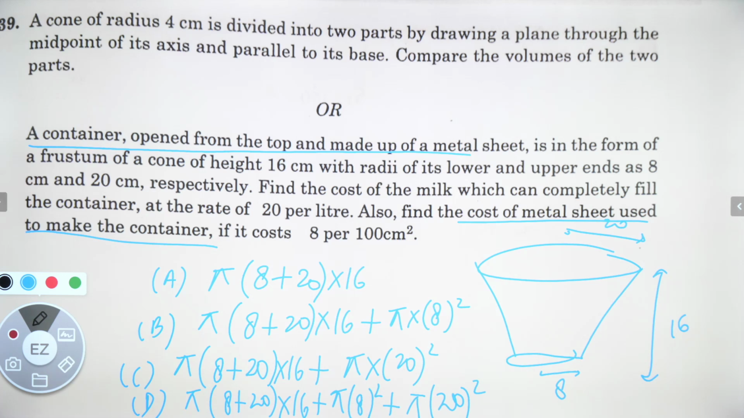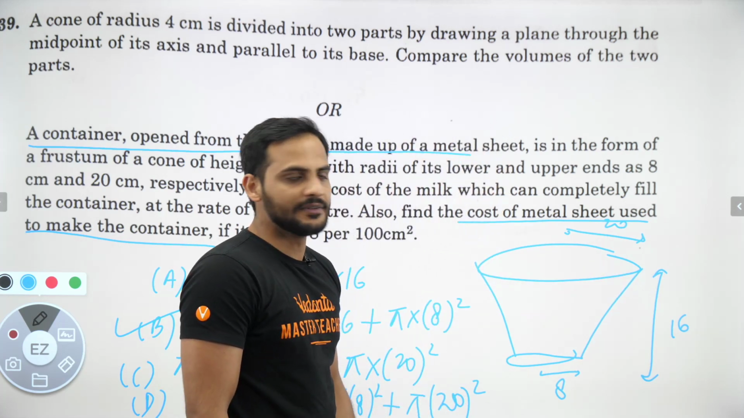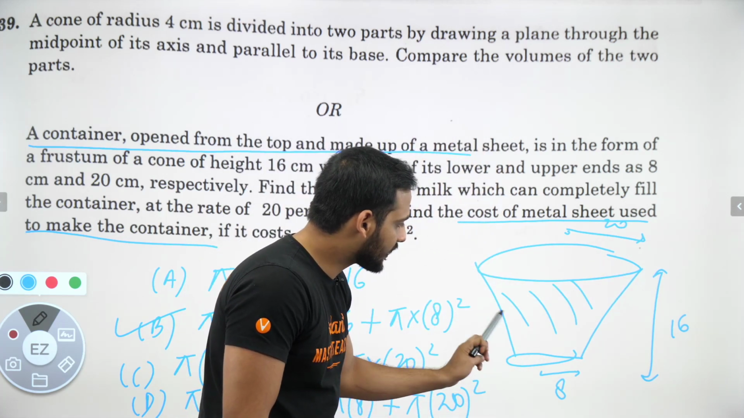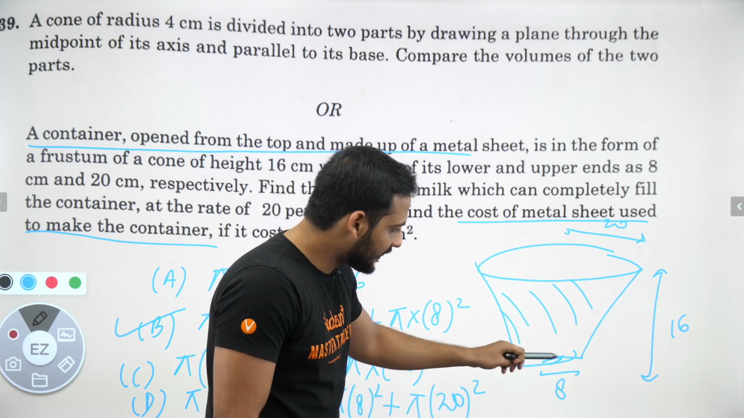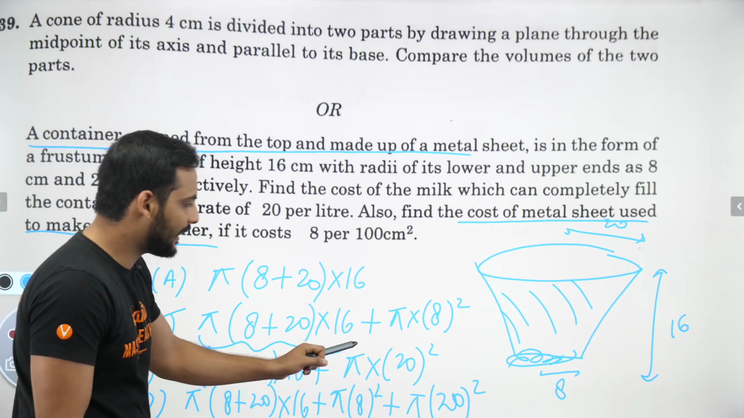Very good. बच्चों को confusion थोड़ा सा है B and C में. बेटा remember B is the correct answer. It is opened from the top. It is open from the top. So material is present in the curved surface area as well as at the bottom. So curved surface area pi into r plus R into l.